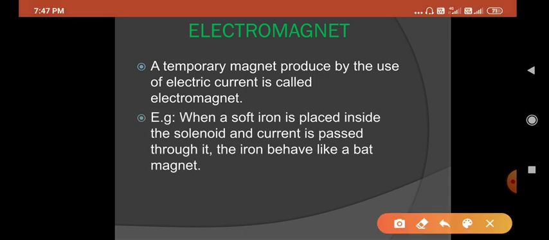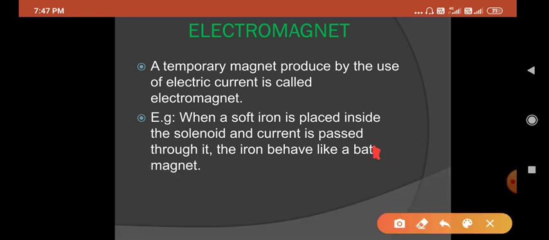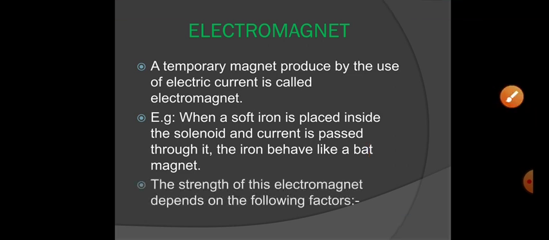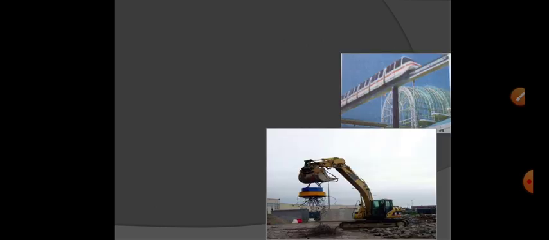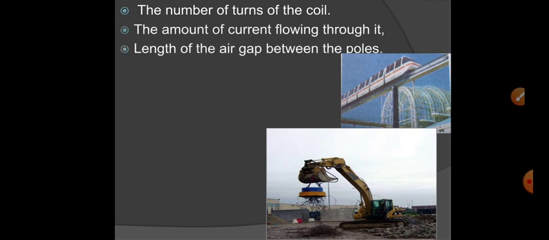And how is it made? It is made with the help of a solenoid. You see, it should actually be bar, not bat. When a soft iron is placed inside the solenoid and current is passed through it, the iron behaves like a bar magnet. The strength of this electromagnet depends on the following factors: the number of turns of the coil, the amount of current flowing through it, and the length of the air gap between the poles.